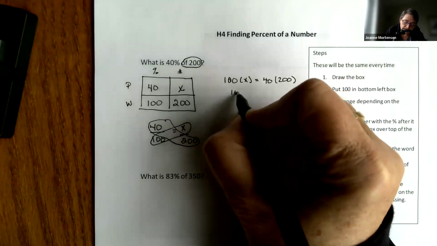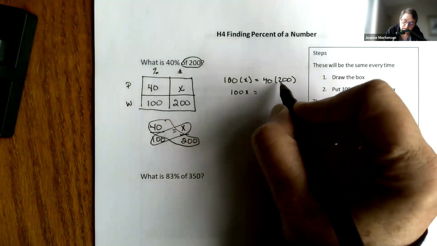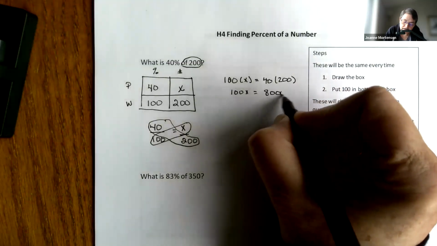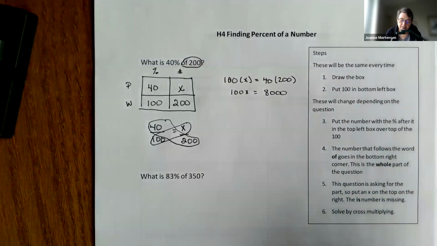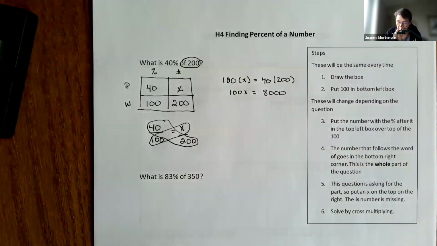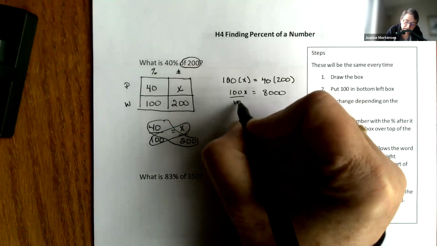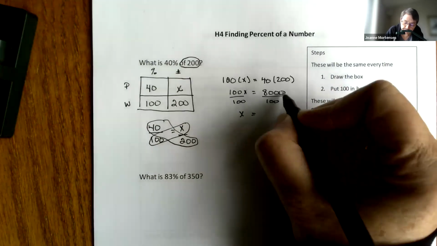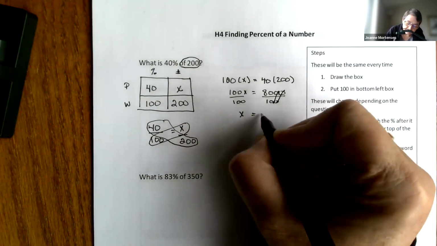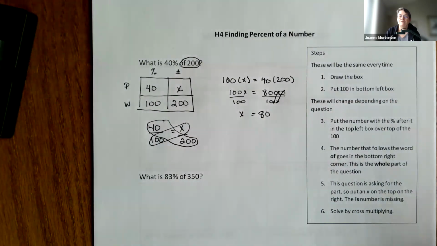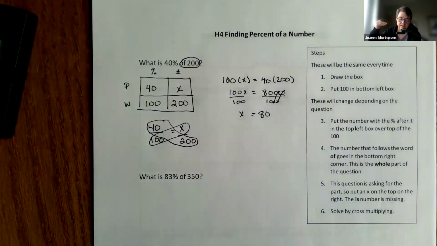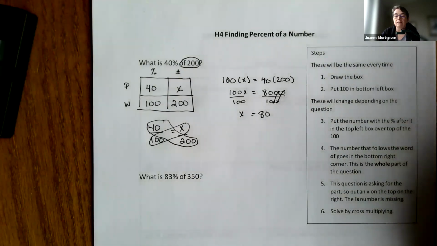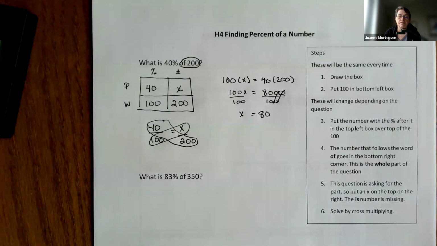So this becomes 100x. And this becomes 8,000. Then multiply together, simplify each side. Then we're going to divide by 100. And x is going to be, that's the easy cheat to divide by 100. Just knock off 2 zeros. 80, that sounds about right. And technically you're done. There's your question, end of it.